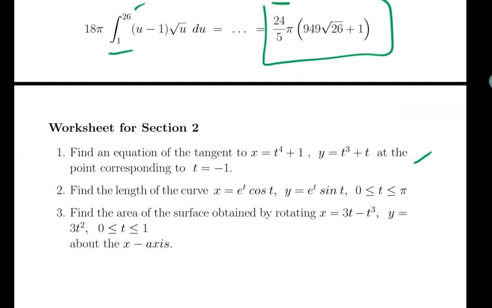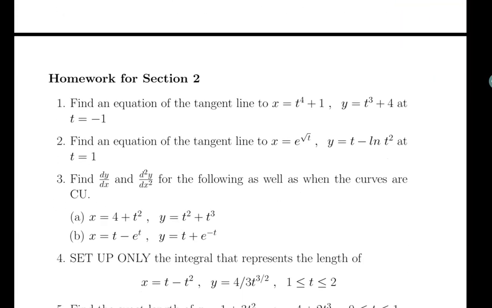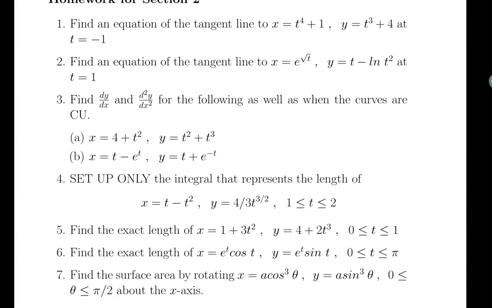So here, equation of the tangent line, right? Just going to find the slope, first derivative. Length of the curve, we just did that formula. Surface area, again, we just did that. Similar for the homework. Please, when it says set up only, don't try and solve it. Just set it up.